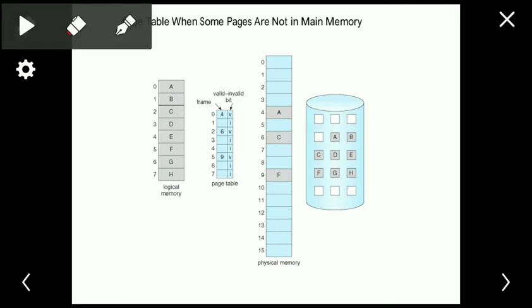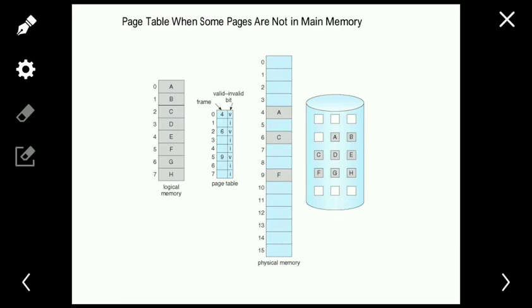Suppose here page B is loaded to location number 2. So in location 2 we are going to load B. Then we are going to save the location 2 here in the 1.